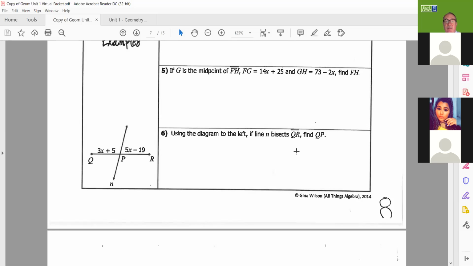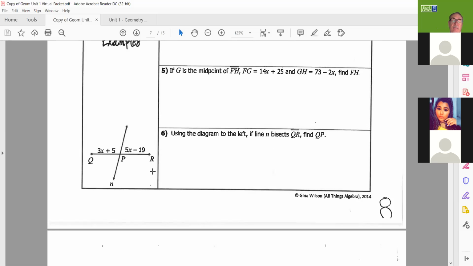Go back to your definitions. What does it mean when we have a line bisect another line? It cuts it in half. That gives you the midpoint. So find X. What does X equal? You've got to find X to be able to find how long the measurement of QP is.